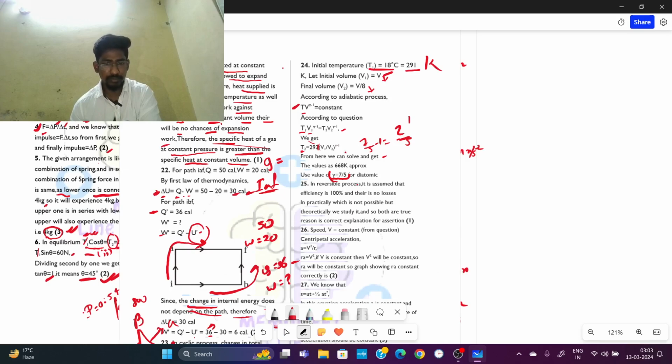You will get something around 2.5, 2.7. So if you multiply these two, you will get the value 668. That is option number 2.